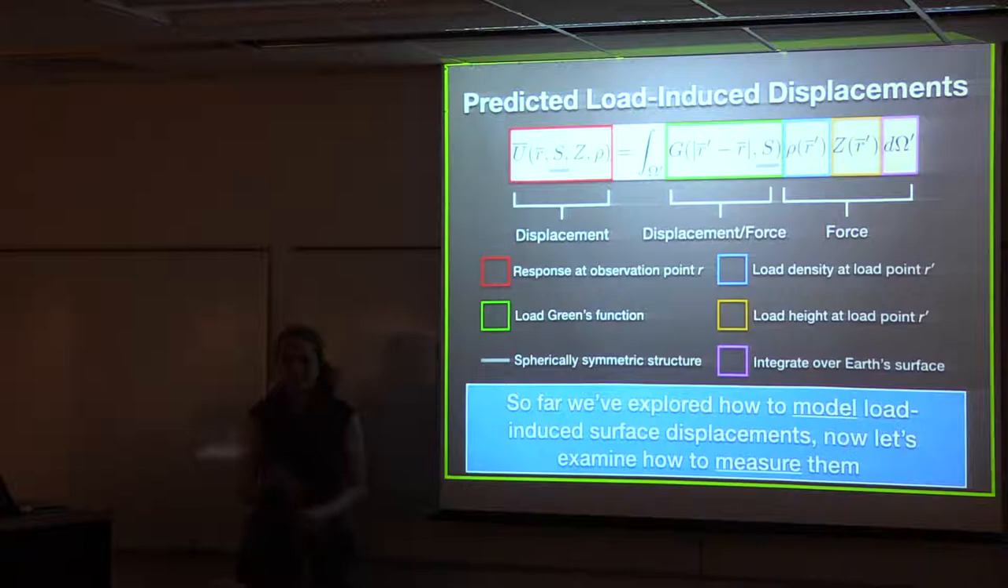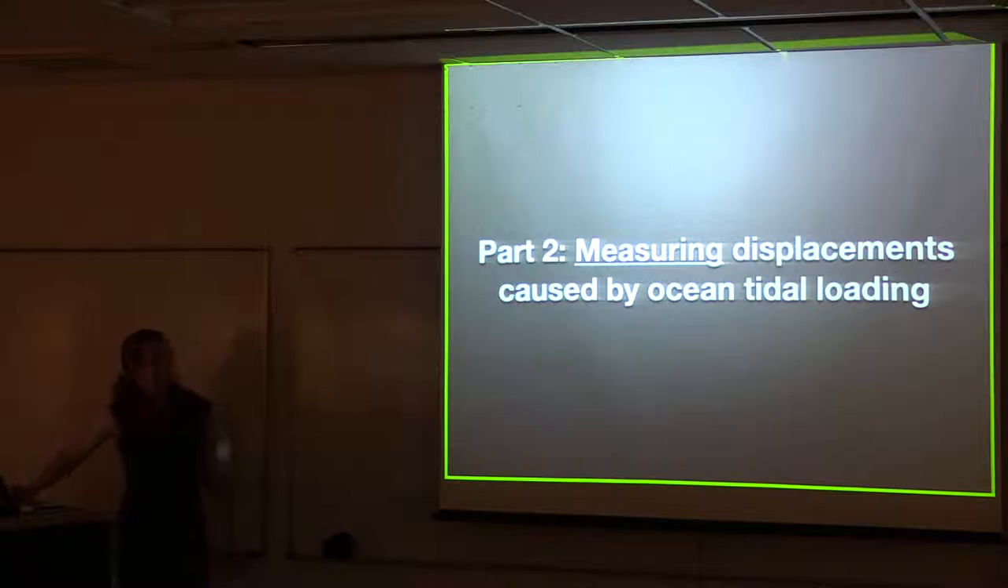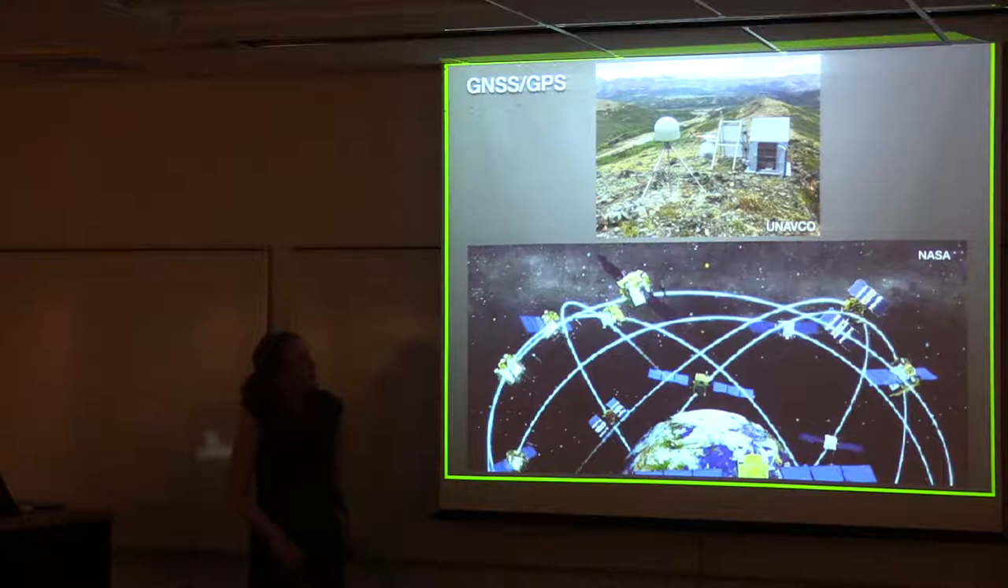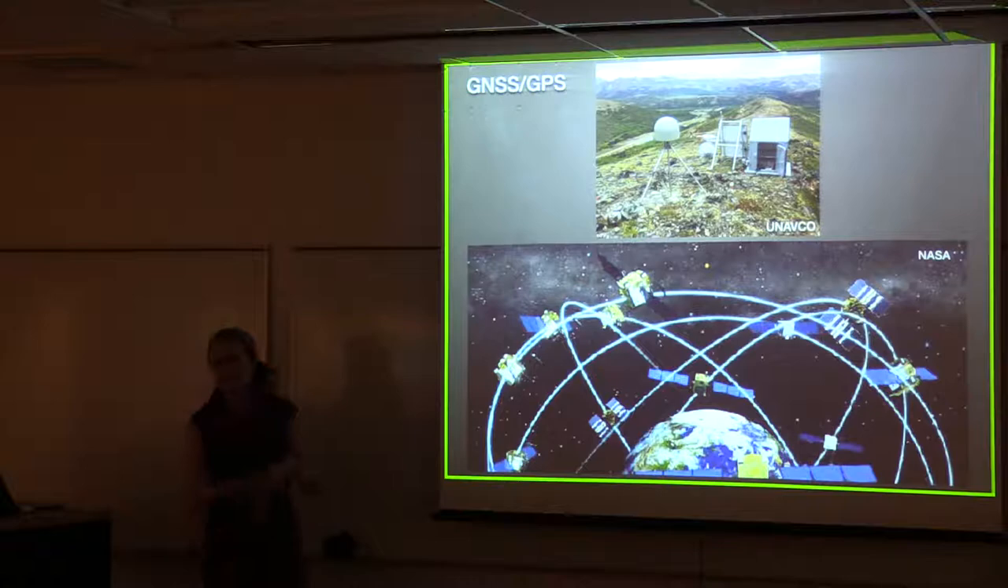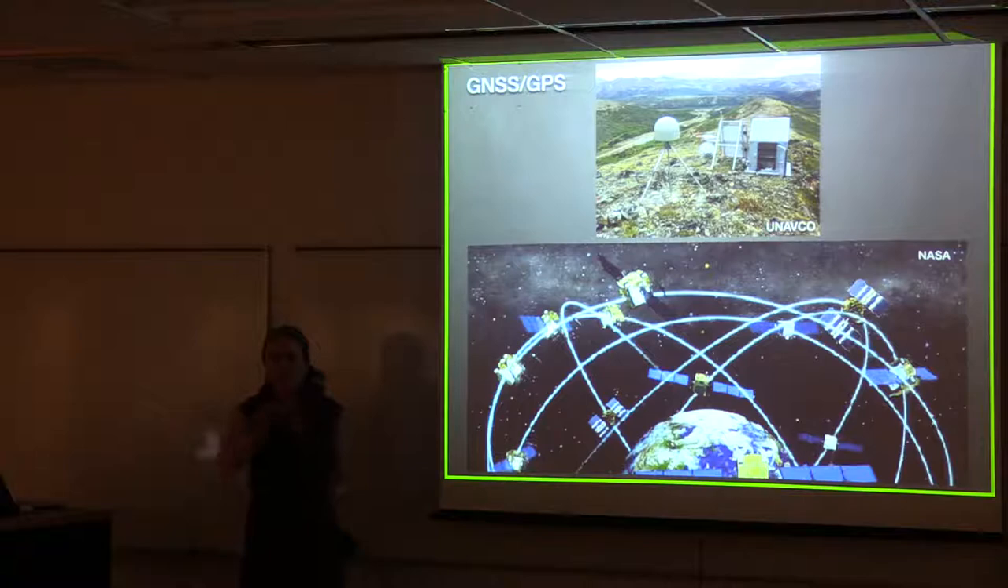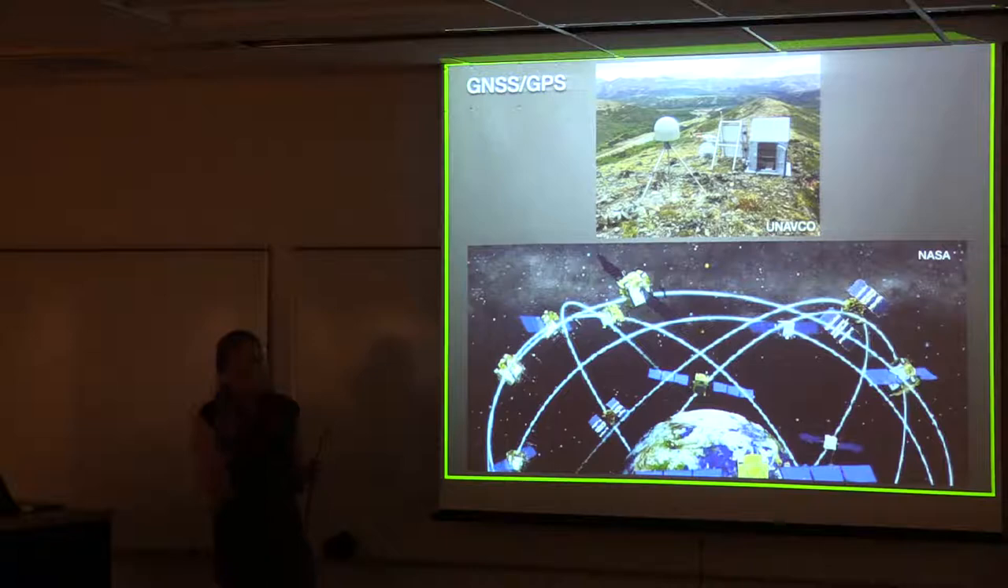So far we've explored how to model load-induced surface displacements, and now we'll look at how we measure them. So part two will be measuring displacements caused by ocean tidal loading. So we are using GNSS or GPS data. GNSS stands for Global Navigation Satellite Systems, and this is an umbrella term for all satellite navigation systems. So GPS, like we have in our phones, is the US component of that. And so GPS is one component of GNSS.